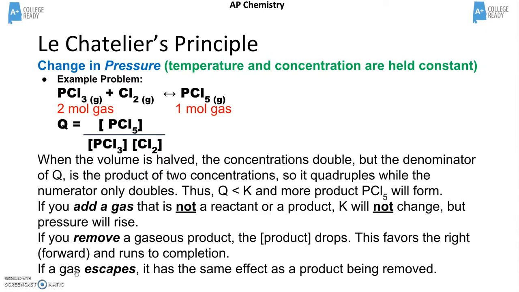If you add a gas that's, quote, inert, or not a reactant or product, it's not going to increase the partial pressure of those gases. So it will not affect K. It'll increase the overall pressure, but it will not affect K. So be careful when they say that they're going to add something like argon gas. Not going to affect K.